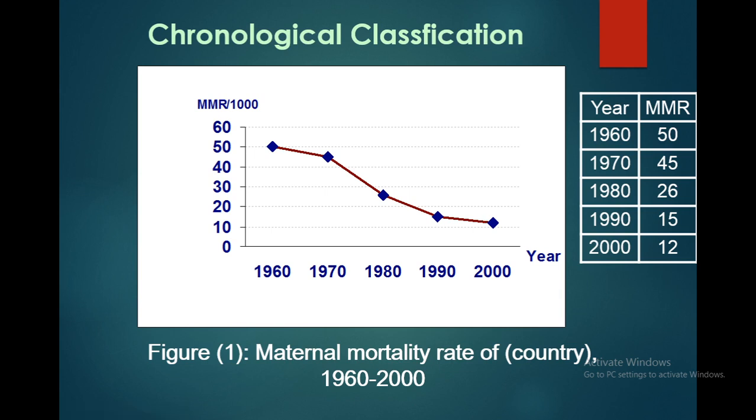This is an example of chronological classification, where MMR, maternal mortality rate, for a country for certain time periods is given. Time points: 1960, 50 maternal mortality rate, and in 1970 there were 45 maternal mortalities, and in 1980 there were 26 maternal mortality maybe per 1000 persons.